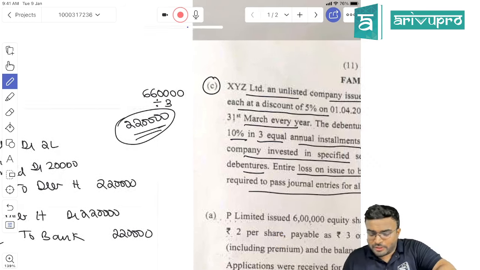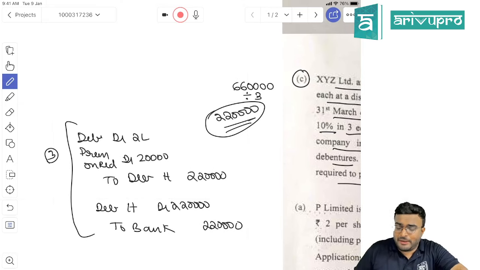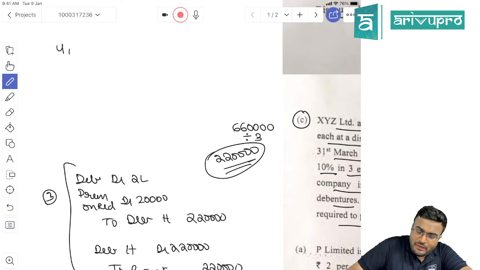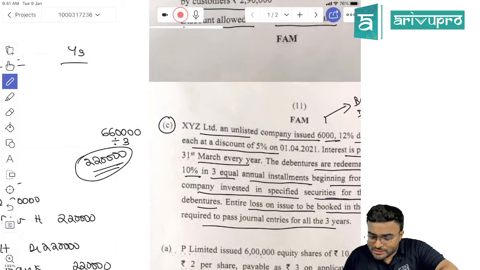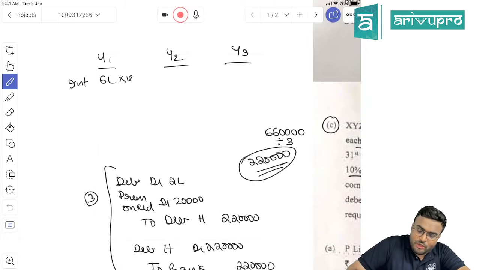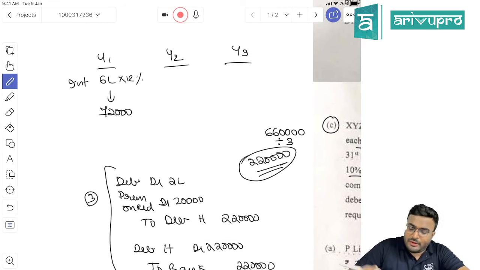Okay. Then what we have to remember, every year interest payment entry is also there. Year 1, year 2, year 3, interest payment entries are there. First year, what will be the interest? On 6 lakhs, what is the rate? 12%. 6 lakh into 12% will be your interest. So basically 72,000.